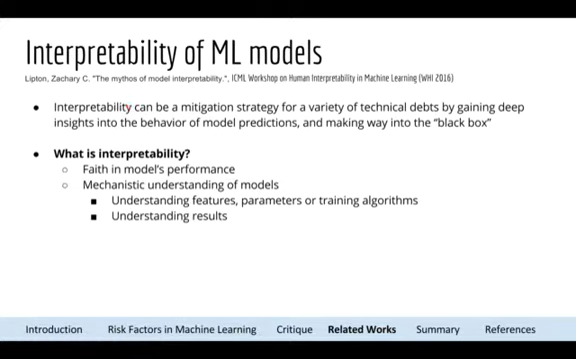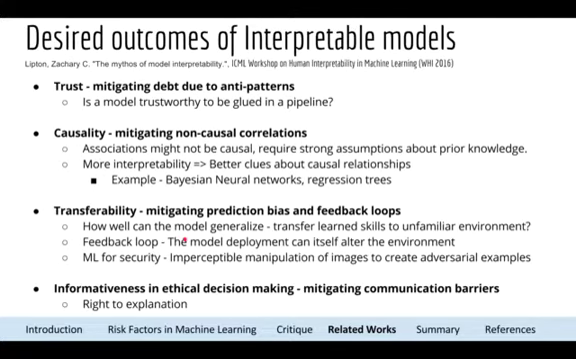There are various technical tests that we saw in the original paper that can be solved by model interpretability. Before delving into those tests, let's look at what it means for models to be interpretable. Depending on the context, interpretability may refer to the faith in the model to generalize and perform well on the unseen data, or it can refer to understanding features, parameters, or training algorithms, and even tracing back why a particular result is obtained. Let us now go through the desired outcomes of interpretable models one by one and how they can be applied to the technical debts mentioned in the original paper.